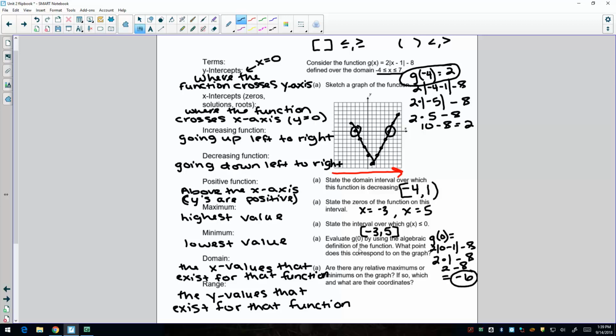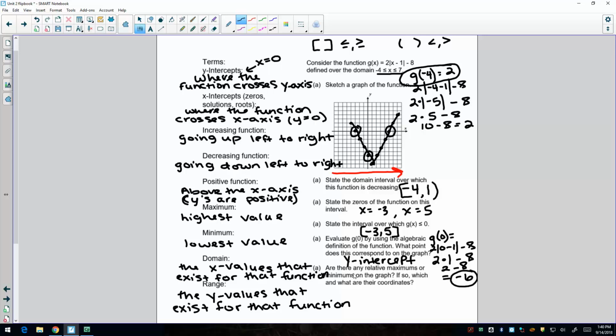Now it says, what point does this correspond to on the graph? Well, if you look down at -6, it's right here on the y-axis. That happens to be the y-intercept. And that should make sense because we plugged in 0 for x. And if you notice over here, we said that the y-intercepts will always have an x value of 0.